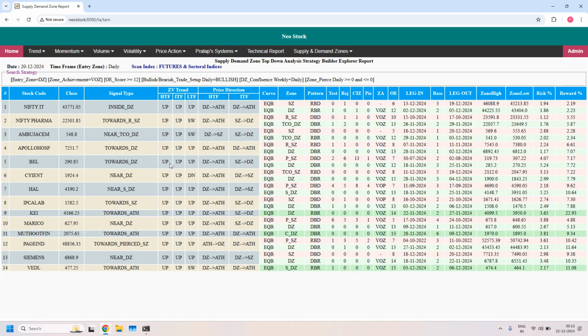And the weekly trend is up in all the stocks. Weekly means ITF. So because the daily zone is part of the weekly zone and weekly trend is up, now you can look for an even more high probability setup based on weekly demand zone having weekly EMA confluence, because the daily zone is part of the weekly zone.